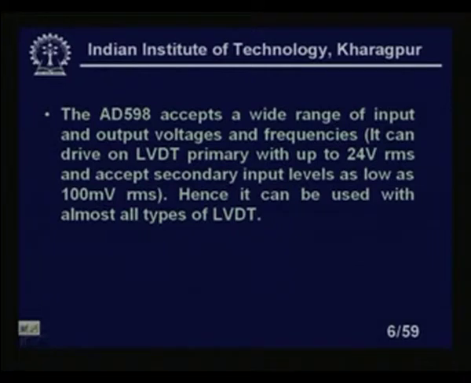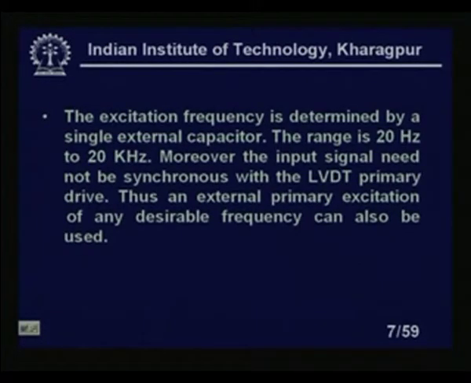It can drive an LVDT primary with up to 24 volt RMS and accept secondary input levels as low as 100 millivolt RMS. Hence, it can be used with almost all types of LVDT. The excitation frequency is determined by a single external capacitor, outside the chip. The range is 20 Hz to 20 kHz. Moreover, the input signal need not be synchronous with the LVDT primary drive. Thus, an external primary excitation of any desirable frequency can also be used.